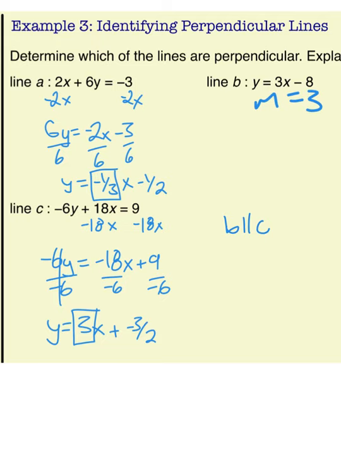But then opposite reciprocal, -1/3 is the opposite reciprocal of 3. So line A is perpendicular to B, and line A is perpendicular to C. So if we're looking for the perpendicular line, it would be line A, and it is actually perpendicular to both, because it has the opposite reciprocal slope.